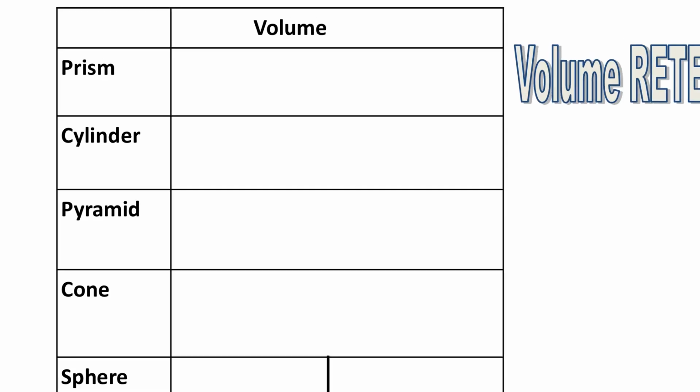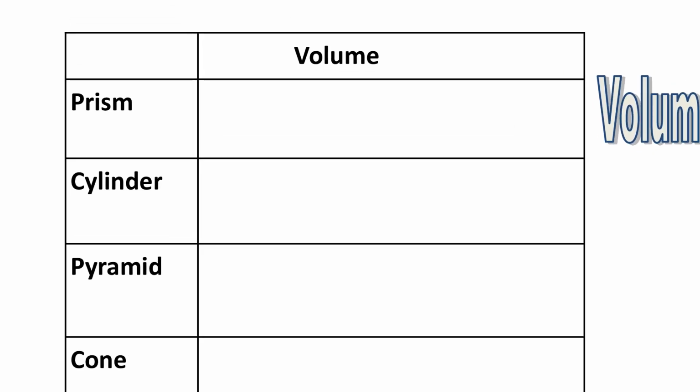Okay, so going through this real quick, we're just going to get the formulas down. Volume of a prism. What's the formula? B times H. What does the capital B stand for? Area of the base. Not just base, it's area of the base.